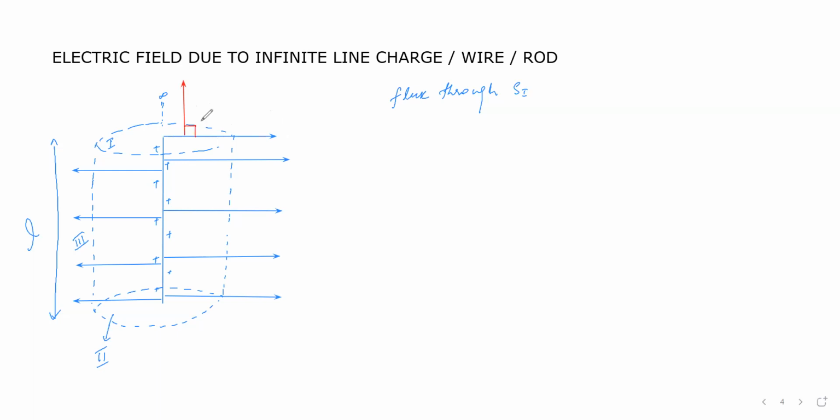Okay. And this area vector makes 90 degrees with your field lines. For surface 2, your area vector will once again be perpendicular to the field lines, and it makes 90 degrees. Similarly, if you draw the area vector for the curved surface, I mean surface 3, it will be along the direction of the field. Do you understand? Then can anyone tell me what will be the flux for your surface 1?